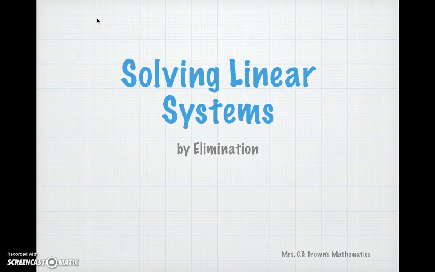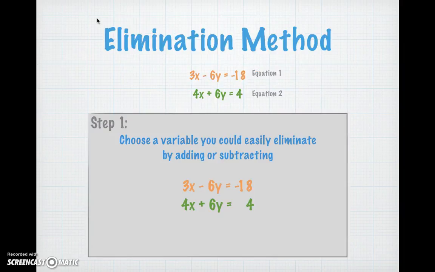Hello, my young mathematicians. Today we're going to go over another algebraic way for solving linear systems. It is called the elimination method. So, with elimination, the very first thing that we do is we try to see which variable in our linear systems we could eliminate by either adding or subtracting the two equations together.